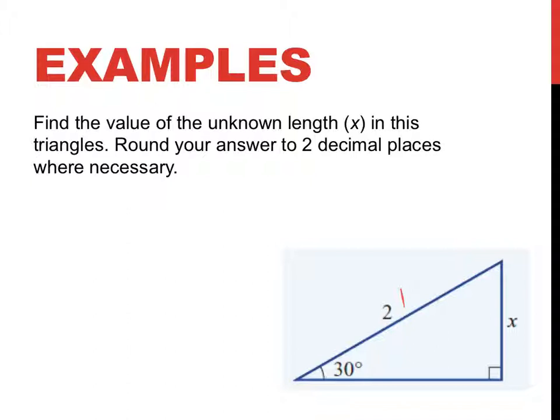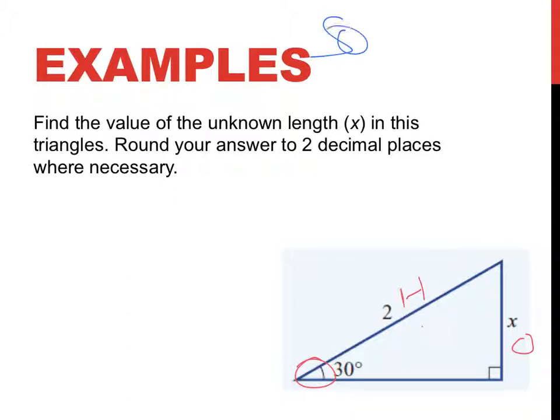We have the hypotenuse. Here's my angle, and there's the right angle. That's going to be the hypotenuse, and this is going to be the angle opposite. So I have the opposite and the hypotenuse, the two sides that are indicated, and I'm having to find the opposite.